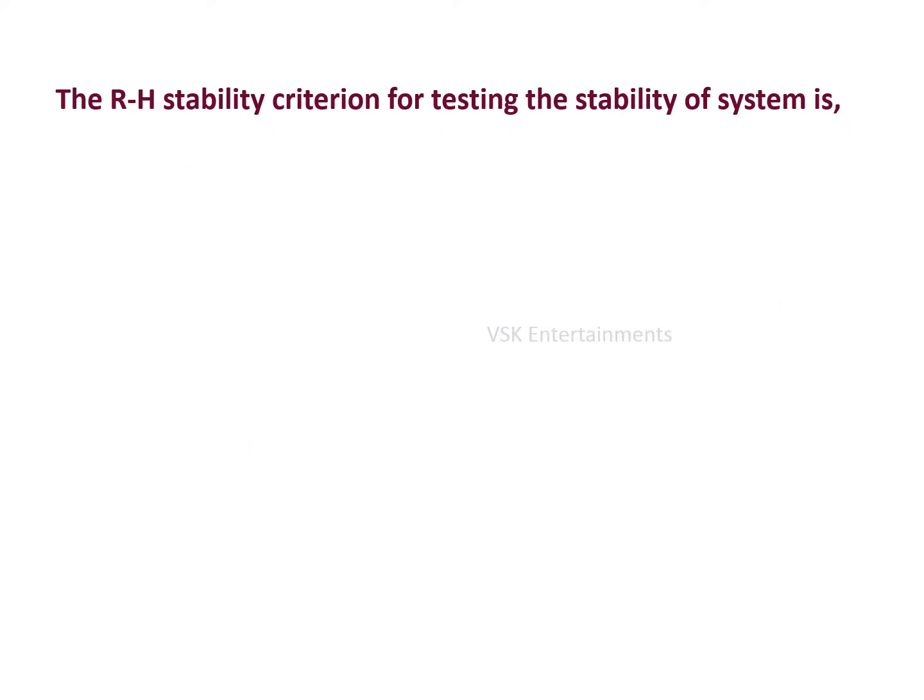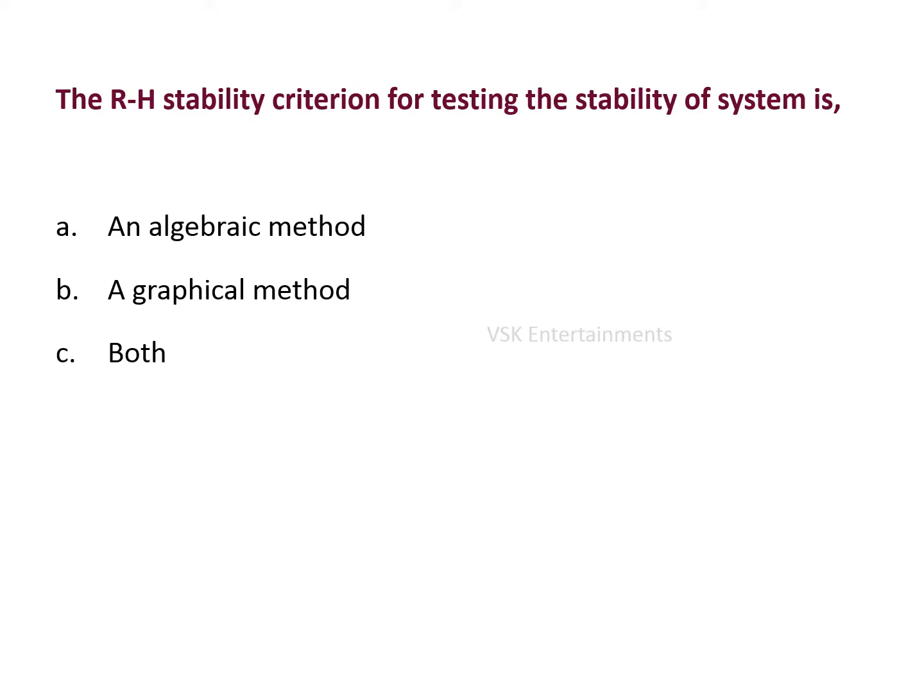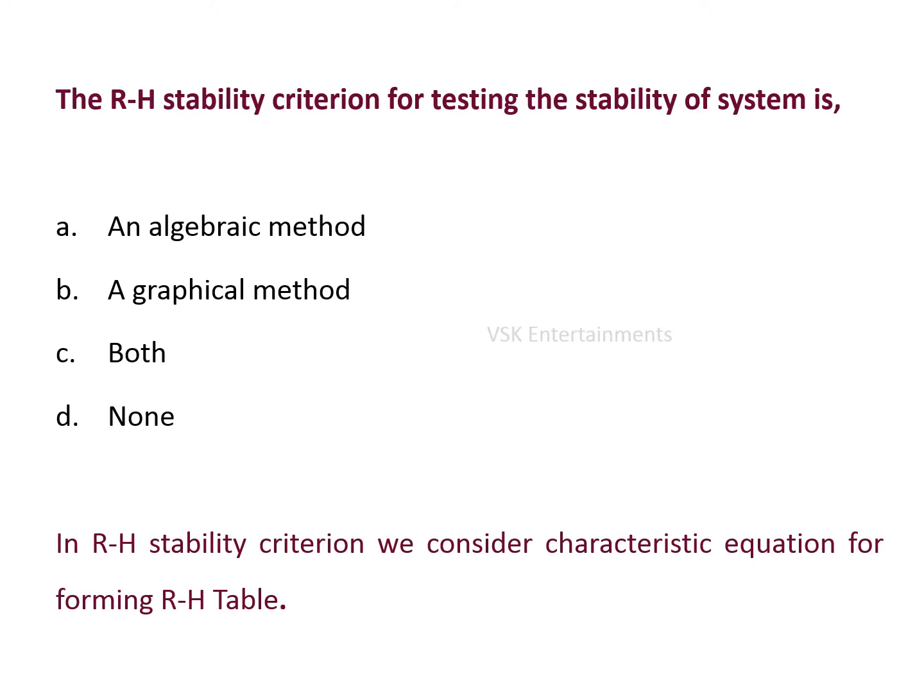Coming to next one, the RH stability criteria for testing the stability of a system is, options are an algebraic method, a graphical method, both of the above and none of the above. Here RH criteria is the technique for finding the stability as well as the number of right hand side roots of a given system. For this, we are going to consider the characteristic equation. By using the characteristic equation, we are going to find out the stability. So RH stability criteria is an algebraic method. It is not a graphical method. So option A is the right answer.